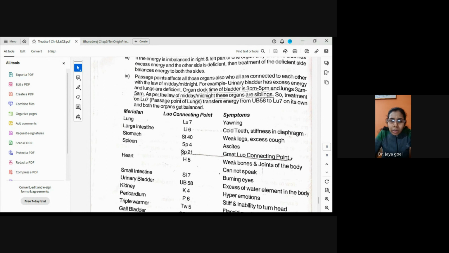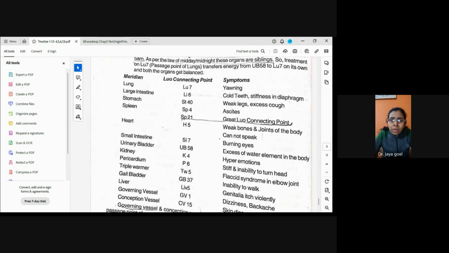These are the ways to balance the energy of both organs. And these are the Luo connecting points, the meridians and symptoms, showing in which symptom where we have to give the treatment. Like lung LU7: yawning. If somebody has a lot of yawning problem, then we should give treatment on LU7.